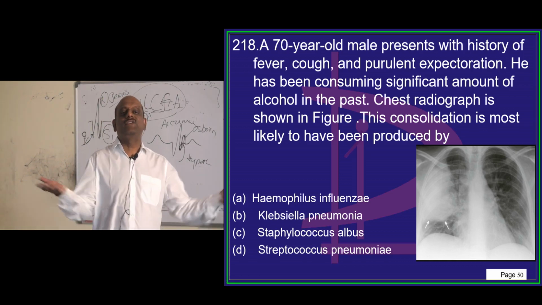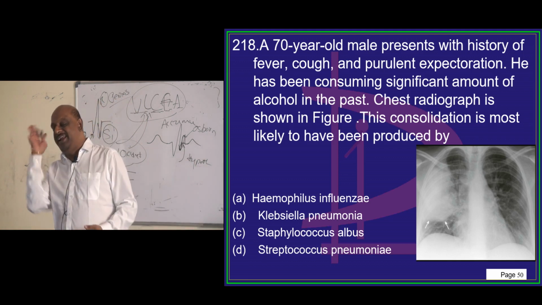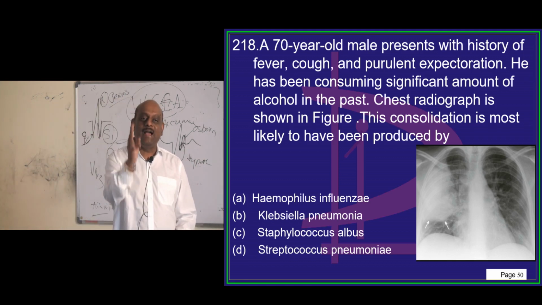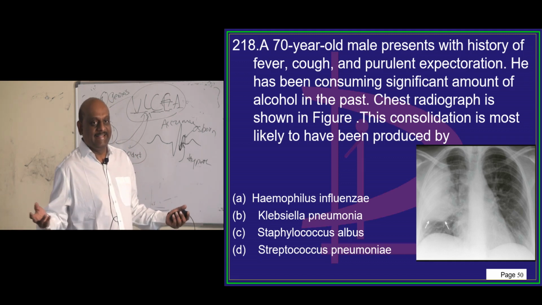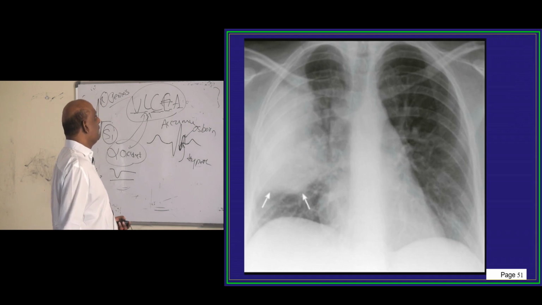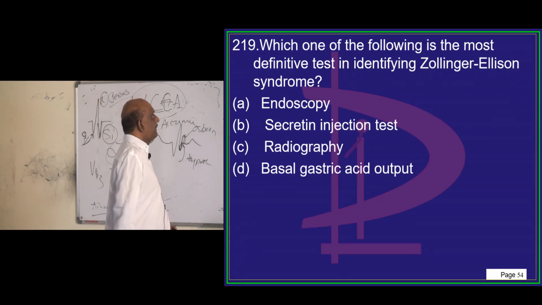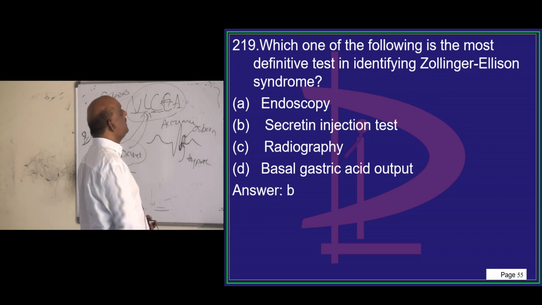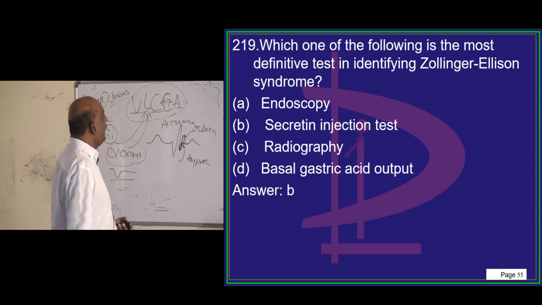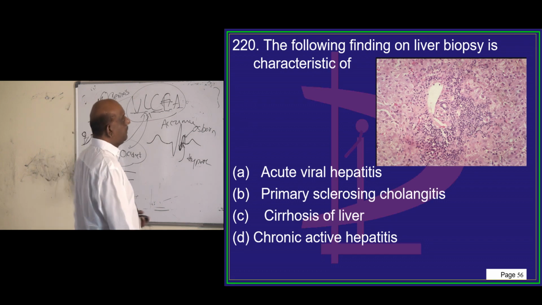Already looking at the history itself, you can answer. You don't need the X-ray also. Alcoholics में आने वाला pneumonia क्या होता है? Classically Klebsiella. So now, doctor, Zollinger-Ellison, the best test is the secretin injection test, a very definitive test.